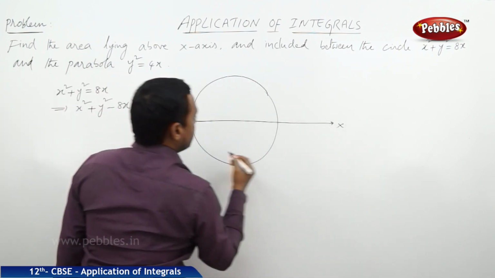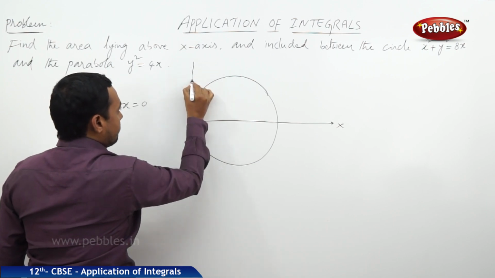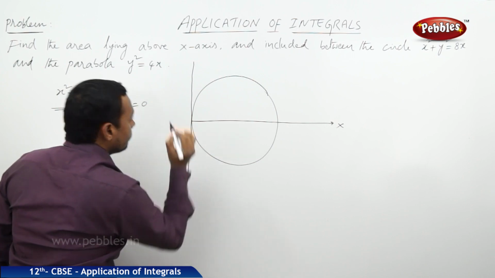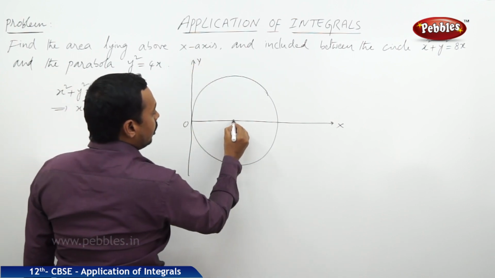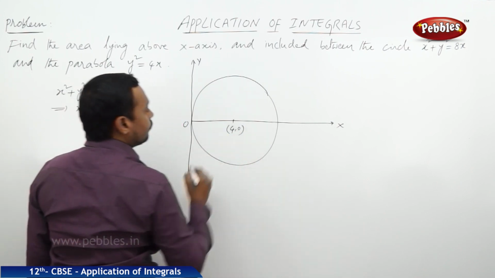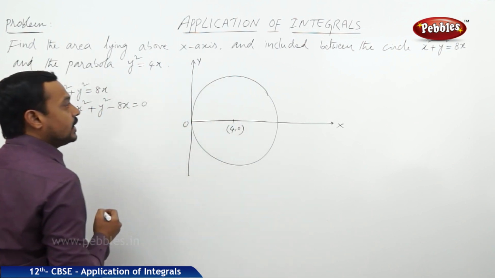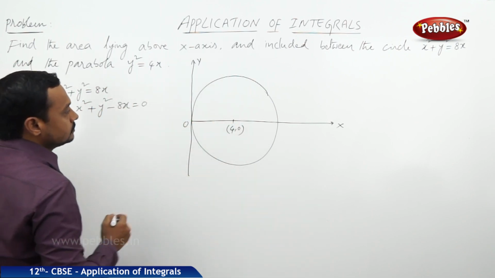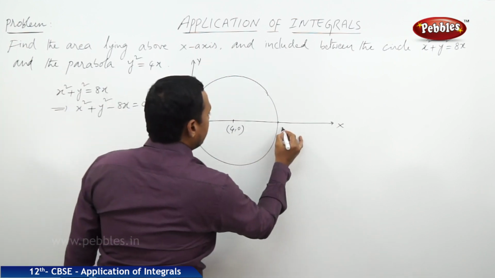Now this is the x-axis and let us take the y-axis like this. Now it is the y-axis, origin, and this is the center of the circle whose coordinates are 4, 0 and the radius of the circle is equal to 4 units. And this vertex will be 8, 0.